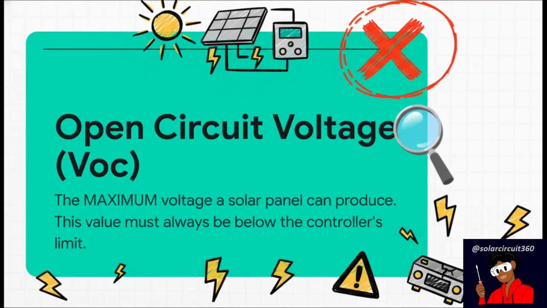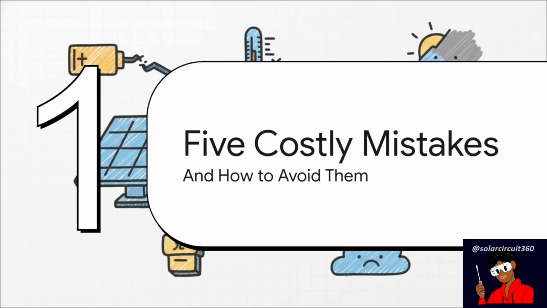And finally, you absolutely have to burn this term into your brain. Open circuit voltage, or VOC. Think of it as the panel's red line. It's the absolute highest voltage a panel can ever produce, and it is a hard, do not exceed limit. Ignoring this is probably the fastest way to turn your controller into a paperweight. Okay, now that we've got the rules of the road down, let's get into the main event, the 5 most common mistakes that break these rules and cause some serious real-world damage.